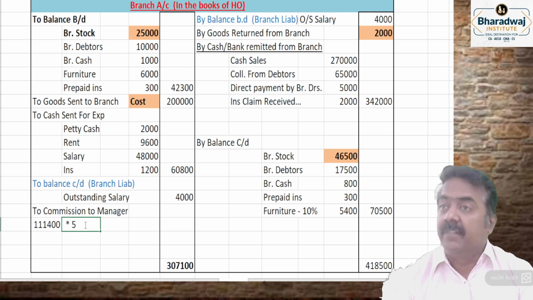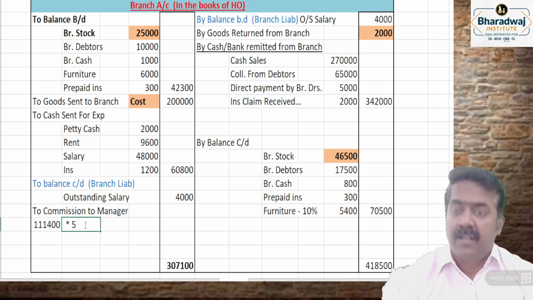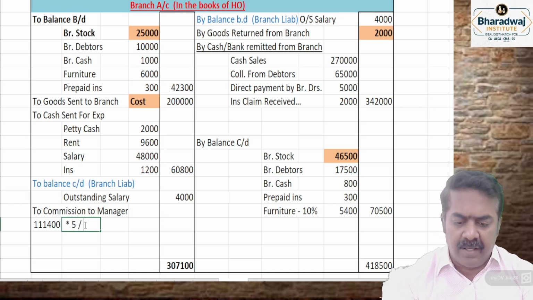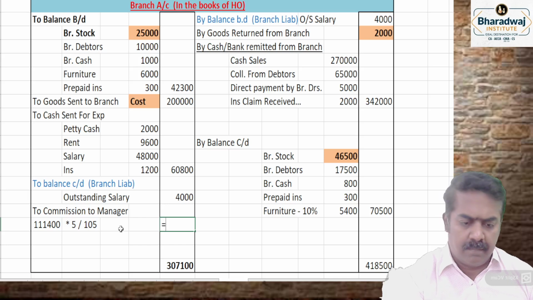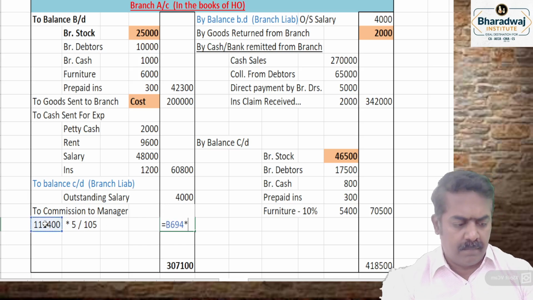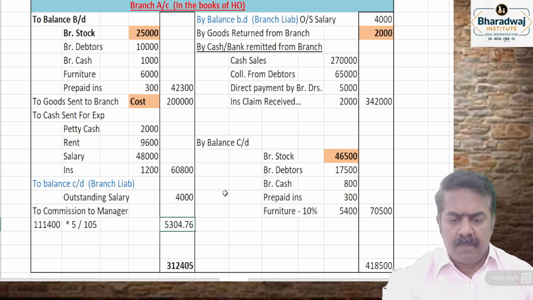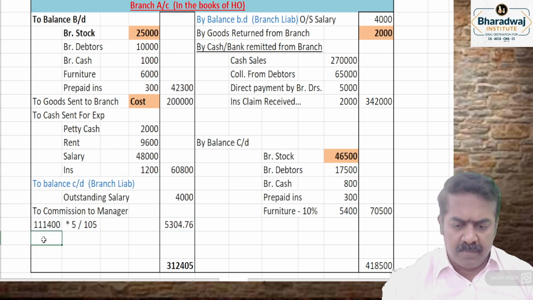But commission is given after charging or before charging? After charging, what will you do? 5 by 105. So 5304.761. Tally this, you will get the net profit.